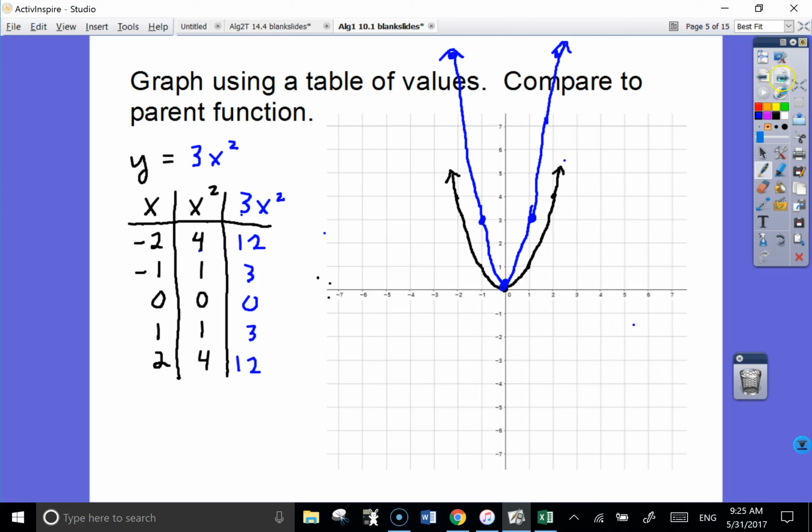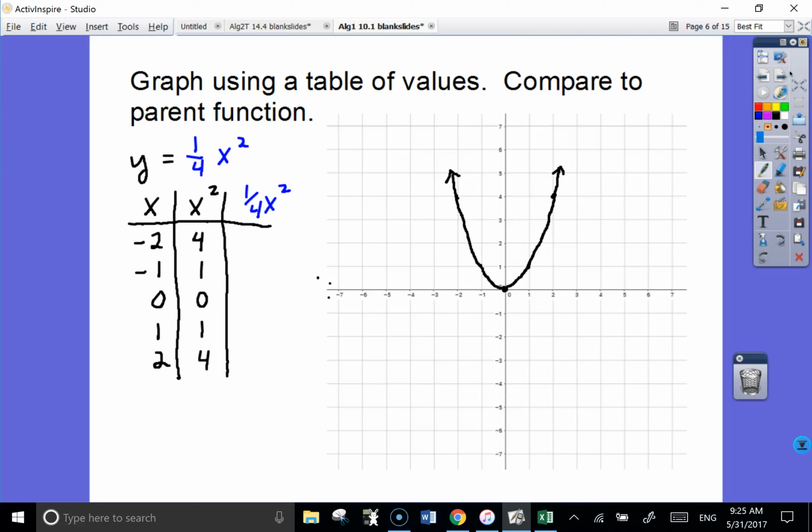Okay. Now what do you think is going to happen if I multiply times 1/4? Now I'm multiplying every one of these x squared values by 1/4, which means I've got 1, 1/4, 0, 1/4, and 1. So let me graph those values. At -2, 1. At -1, 1/4. 0, 0, 1/4, and 1. Now I can draw my parabola. What does that look like it did to the graph by multiplying by 1/4? Okay, you could call it wider. It's making it go up slower, right? The values are all 1/4 of what they would have been in the past.